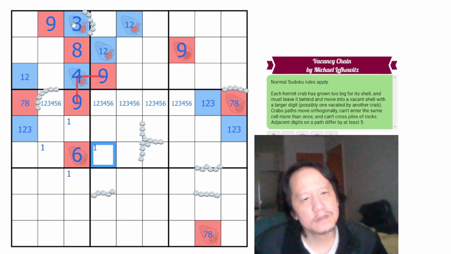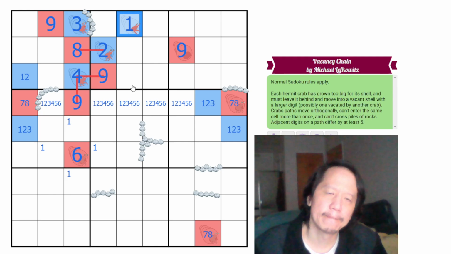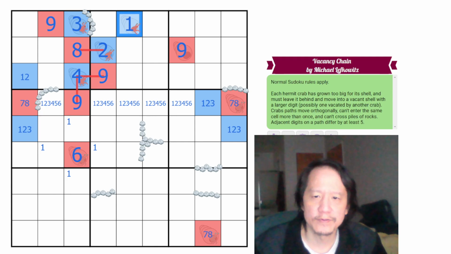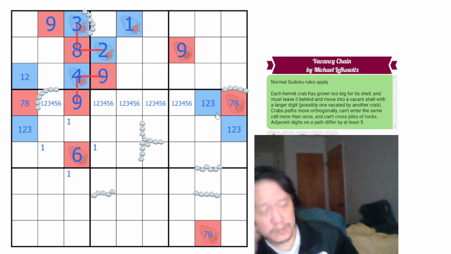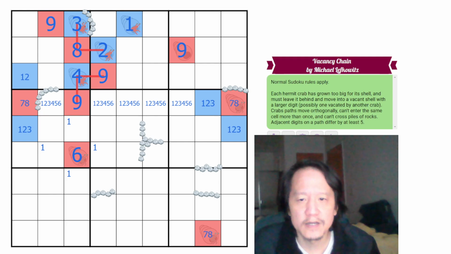So say this can't be connected this way. So this has to connect this way specifically. So this has to connect this way, which means this is the 2. So this is 2, this is 1. And it has to connect to the 3. So it has to immediately connect there. This obviously has to connect this way.